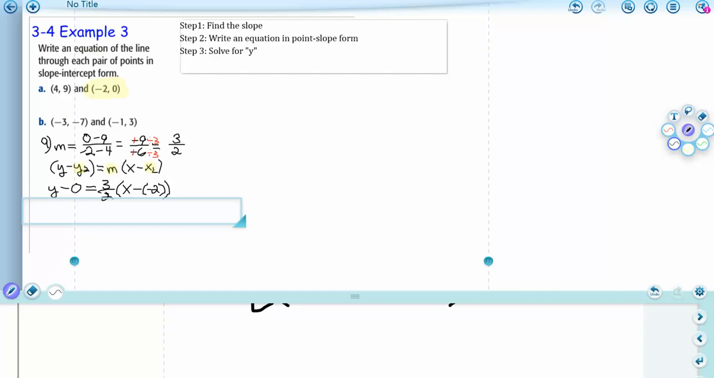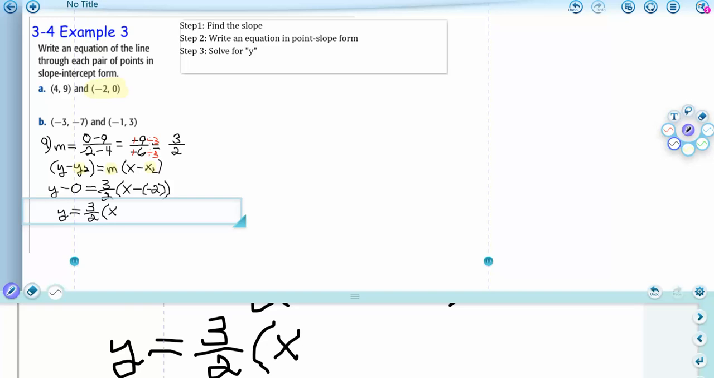Now I can simplify that. My third step is to solve for y. So I would start out simplifying. y minus 0 is just y. That's why I chose the one that had the 0. That makes it very easy. It's one less step to deal with. And then I'm going to simplify inside these parentheses first. I've got two negatives right next to each other, which turn to a positive. So this would be 3/2 times, in parentheses, x plus 2.